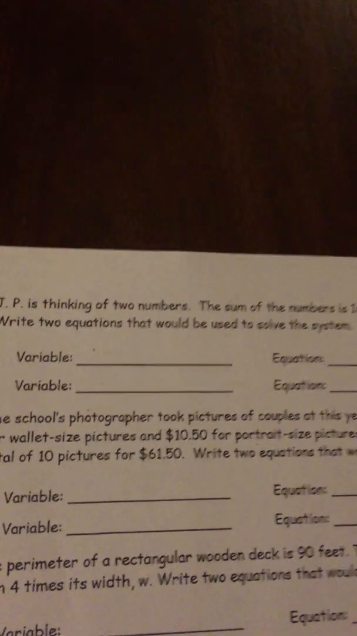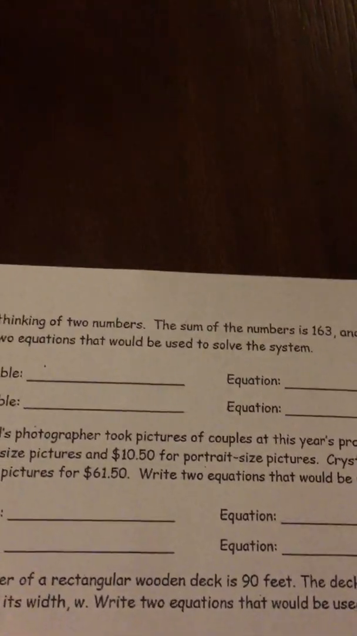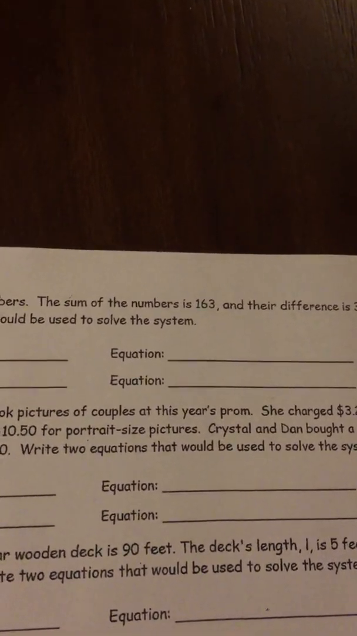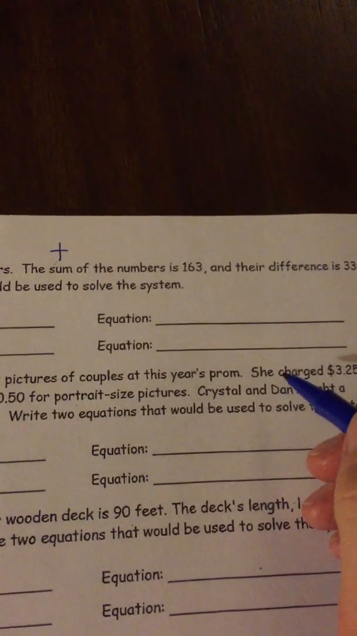Now, JP is thinking of two numbers. We've got a first number and a second number. One of them's going to be X and one of them's going to be Y. The sum of the two numbers is 663. Now, you've got to know what sum means. Sum means you're adding them together. It's the answer to an addition problem.